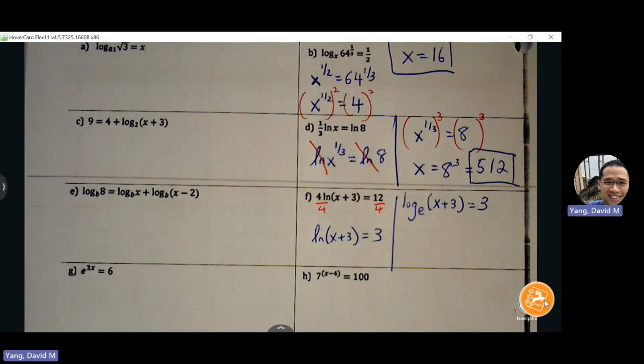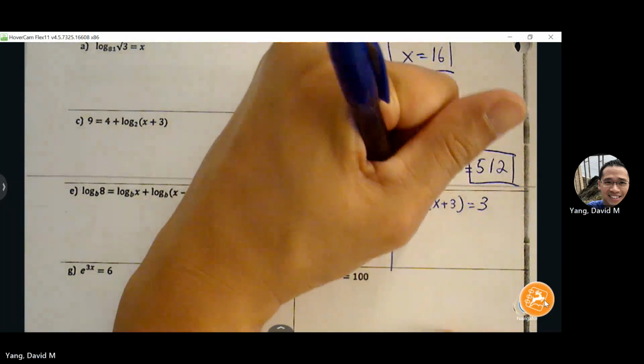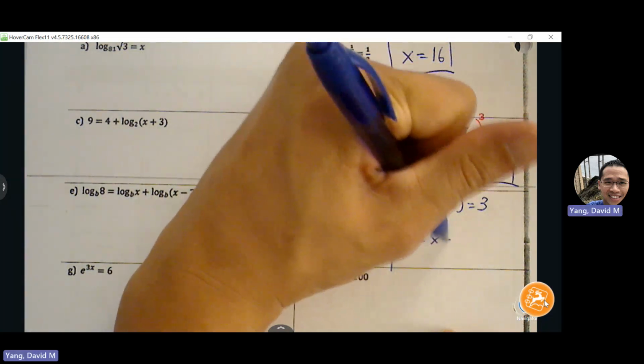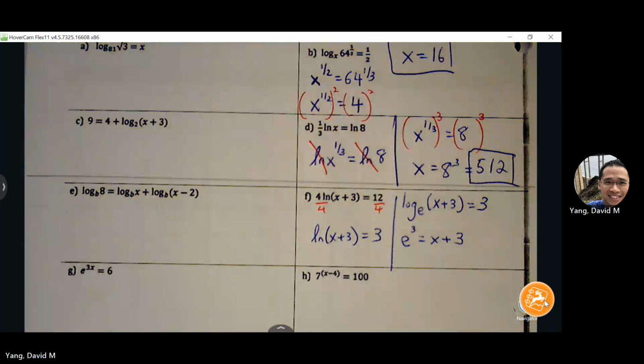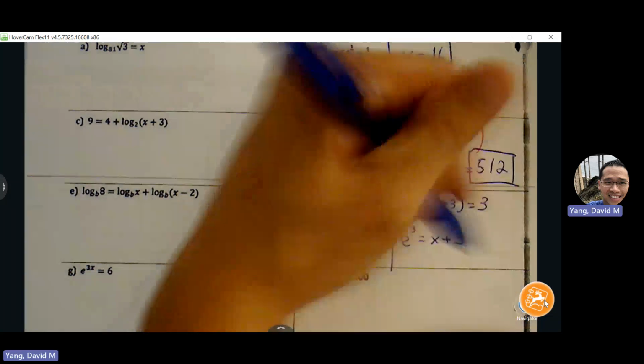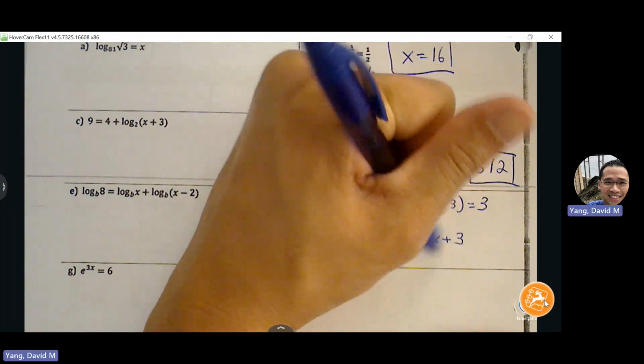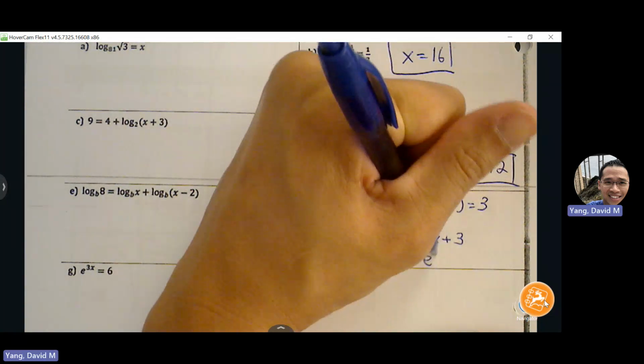Okay, so now if I get this into exponential form, base e raised to the third power equals x plus 3. So we really don't care about the decimal value. If I can just get x by itself, that's all we need to do. So if I can subtract the 3 over to the other side.